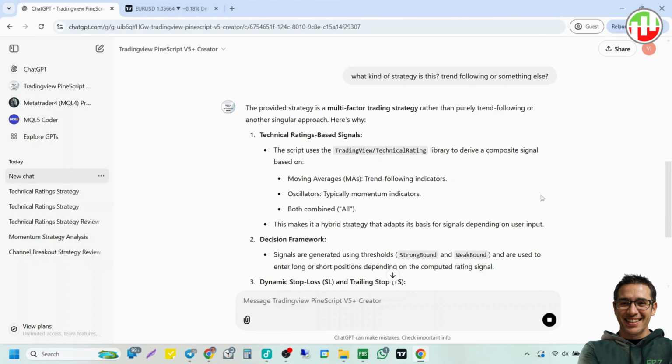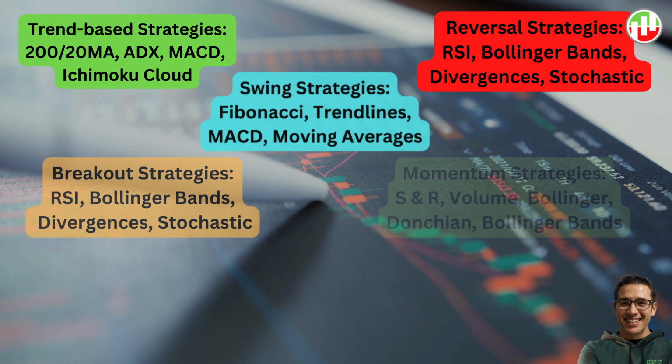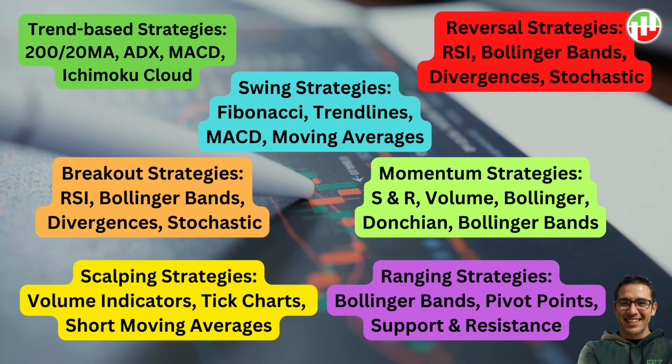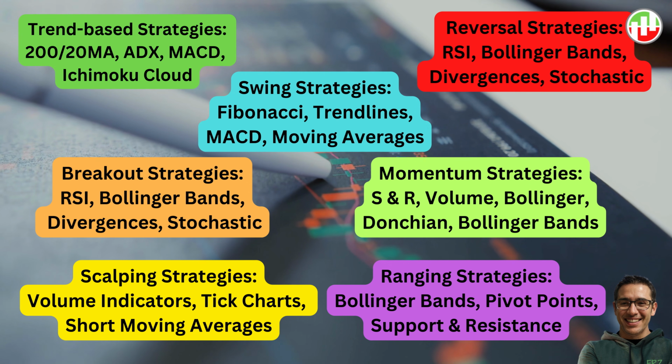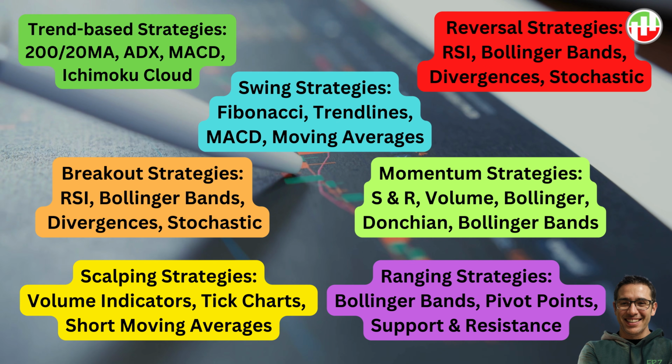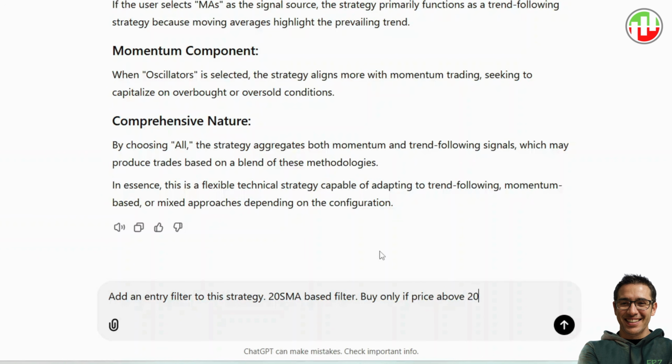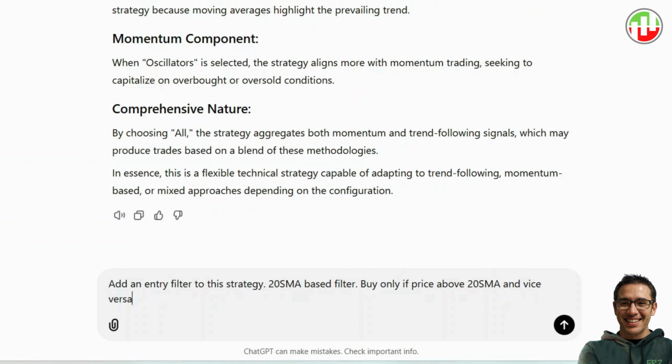Here are some of the common indicators we can use as filters for different strategies. You can try adding these indicators to your existing strategy to improve the results. Let's try adding a moving average to our selected strategy. Let's try a 20 simple moving average. Just ask ChatGPT to filter the strategy with 20 SMA.